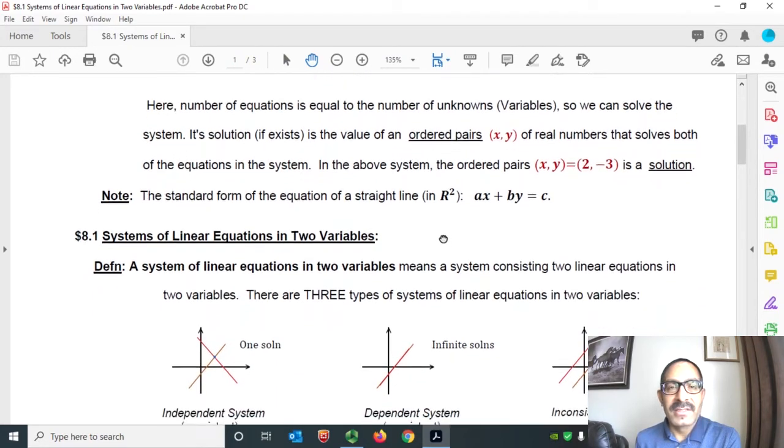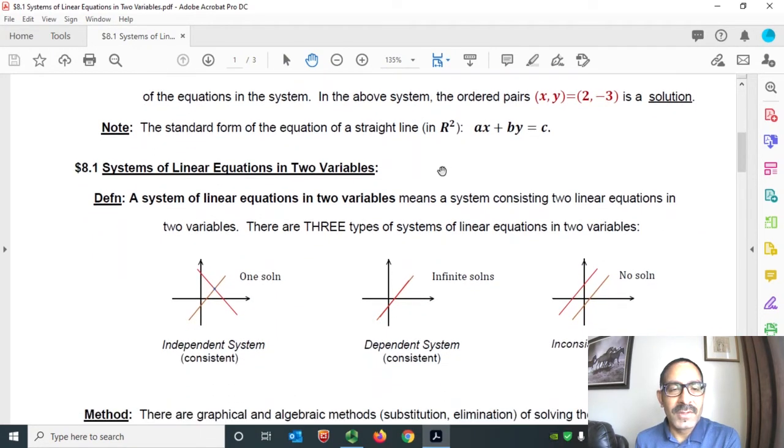Let's begin section 8.1, systems of linear equations in two variables. Definitions. A system of linear equations in two variables means a system consisting of two linear equations in two variables.